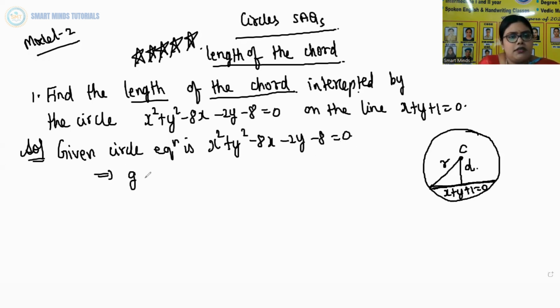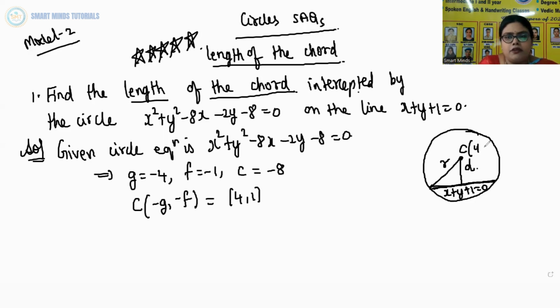What is G? G is half of coefficient of x. So coefficient of x is minus 8, so G will be minus 4. And F is half of coefficient of y, so that is minus 1. And C is constant, minus 8. Now after finding G, F and C, you find center. Center is given by minus G comma minus F. That is 4 comma 1. So you got center here, 4 comma 1.